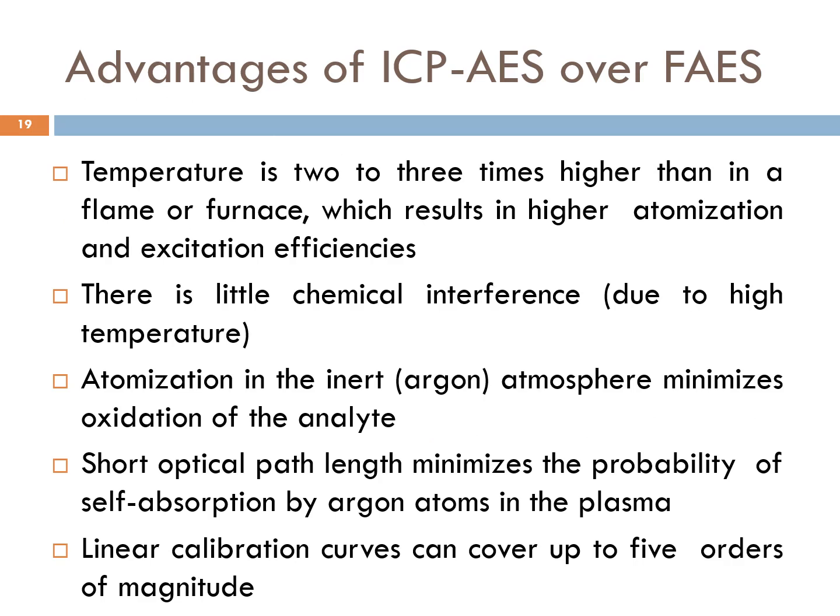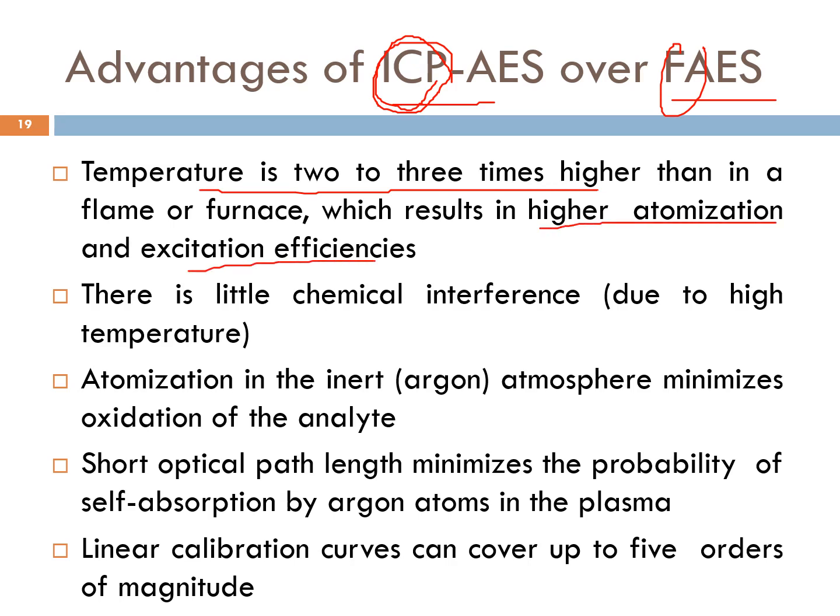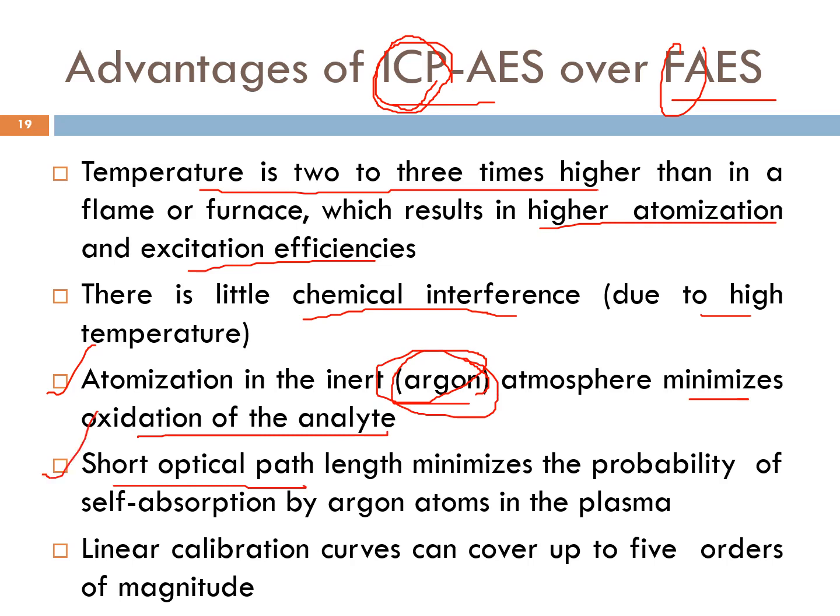Okay, so apa kelebihan ICP AES dengan FAES ni? Apa yang membezakan dia adalah dia punya atomizer. Yang ni ICP, plasma, yang ni flame. Okay, of course, dia punya temperature 2 or 3 times higher and akan cause higher atomization and excitation efficiencies. Okay, kurang chemical interference sebab dia ada high temperature. Lepas tu, dalam ni dia guna argon gas which will minimize the oxidation of the analyte sebab argon ni adalah inert gas group 18. Lepas tu dia ada short optical path length yang akan minimize the self absorption.